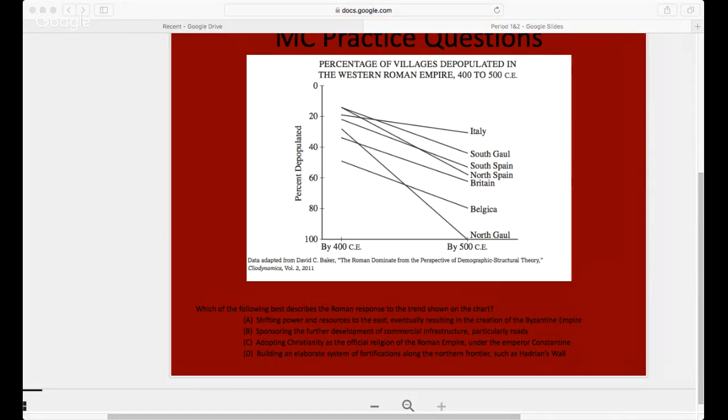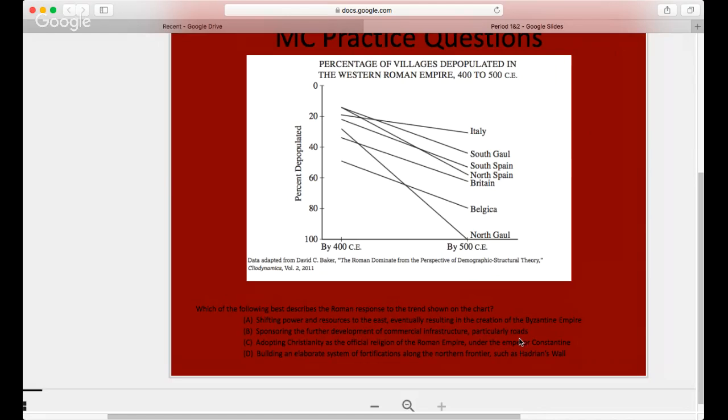All right, and that's your 30 seconds. So we've got, which of the following best describes the Roman response to the trend shown in the graph? So I'm thinking, when everything falls, when they get depopulated, what does Rome do? A, shifting power and resources to the east, eventually resulting in the creation of the Byzantine Empire. And I do remember that does happen afterwards, because in period 3, Rome splits in half and the Byzantine Empire is created. So I'll leave A. B, sponsoring the further development of commercial infrastructure, particularly roads.